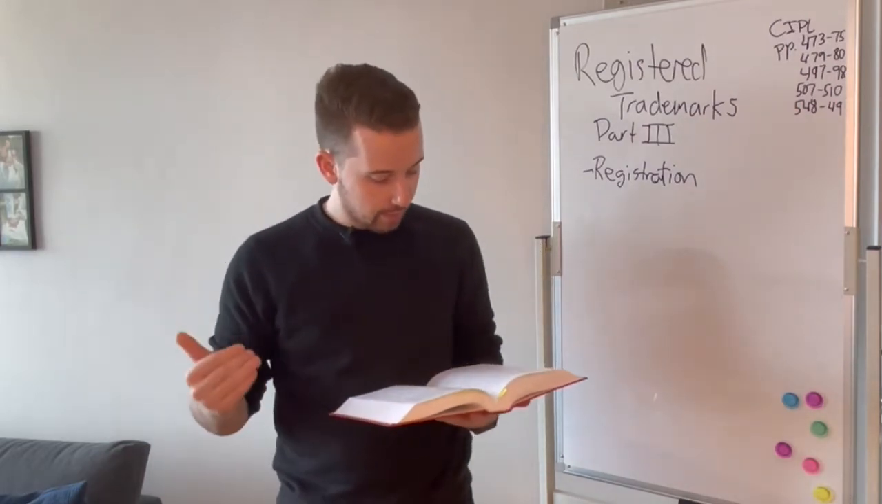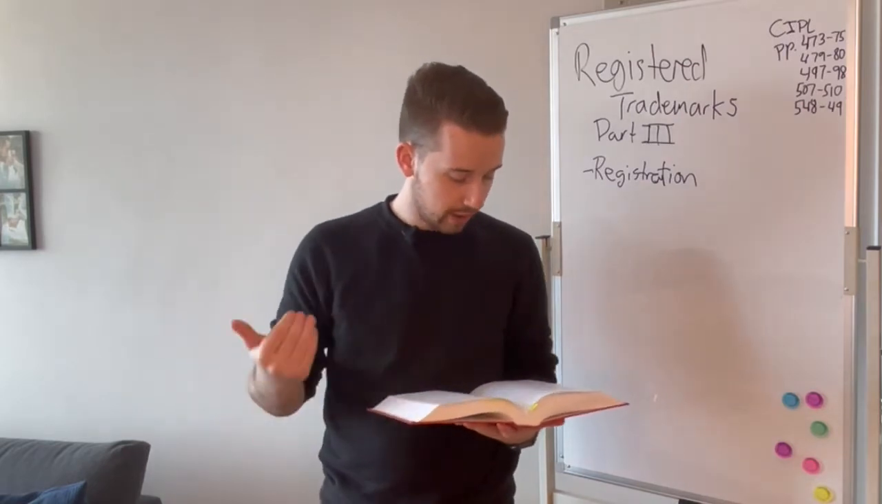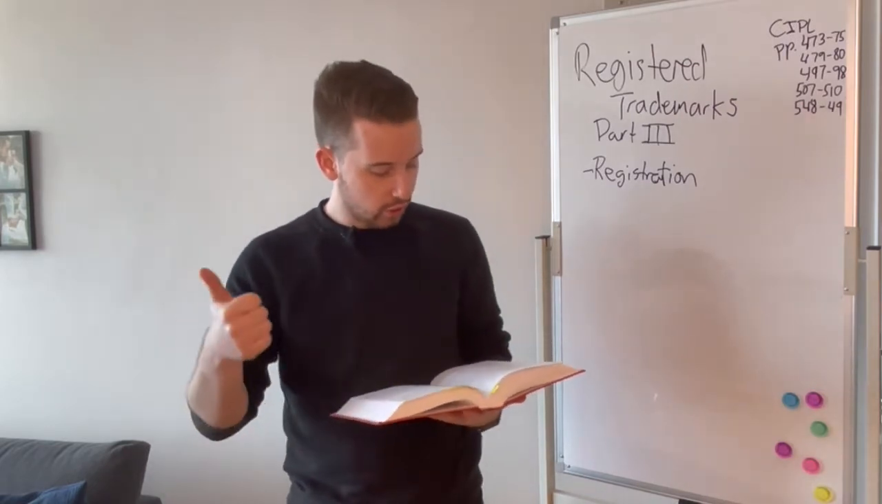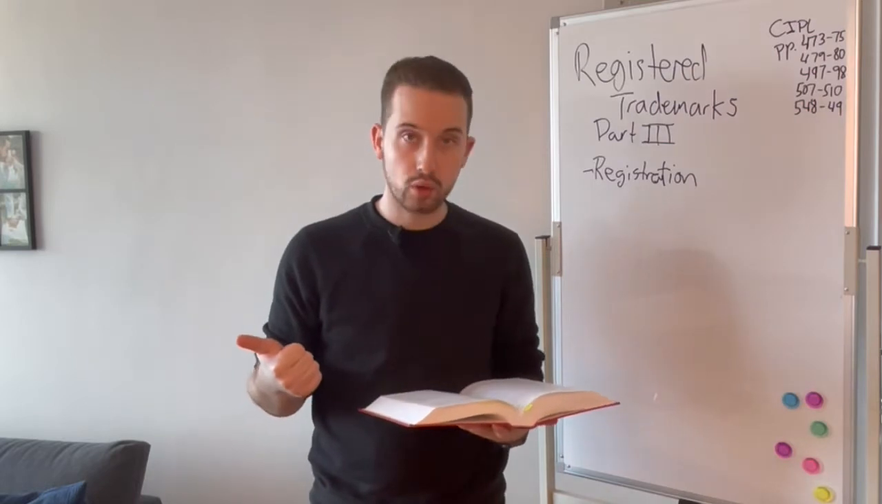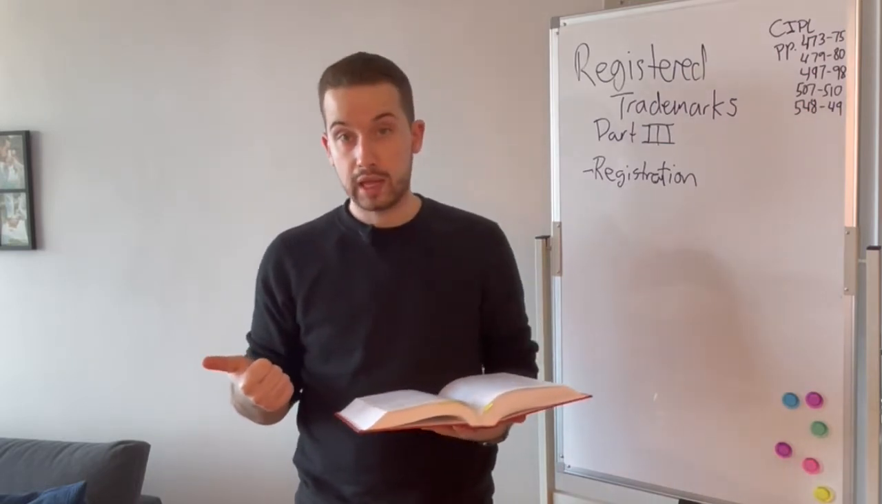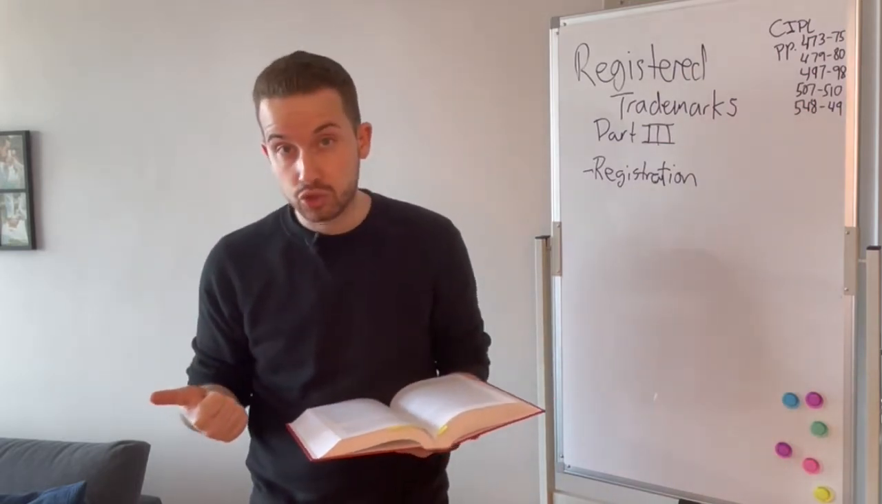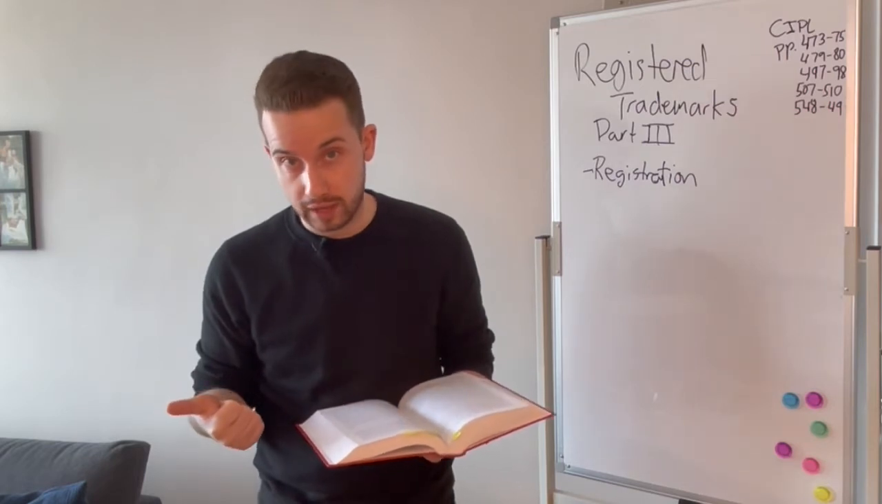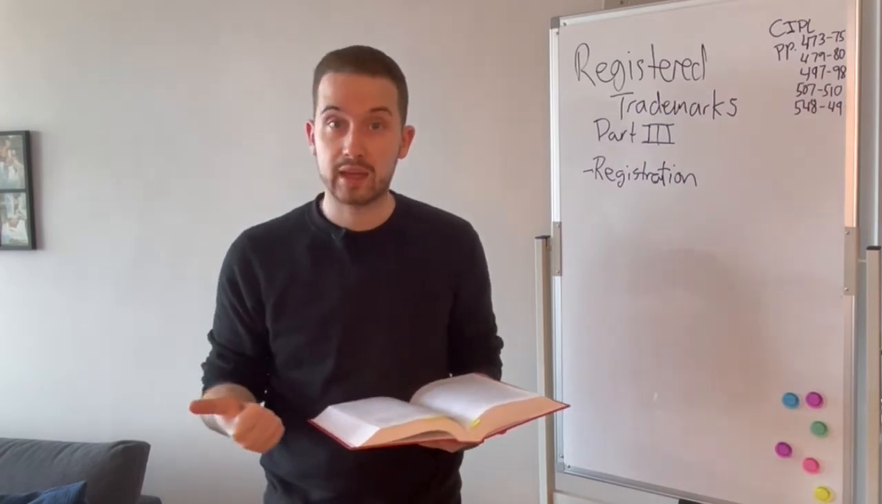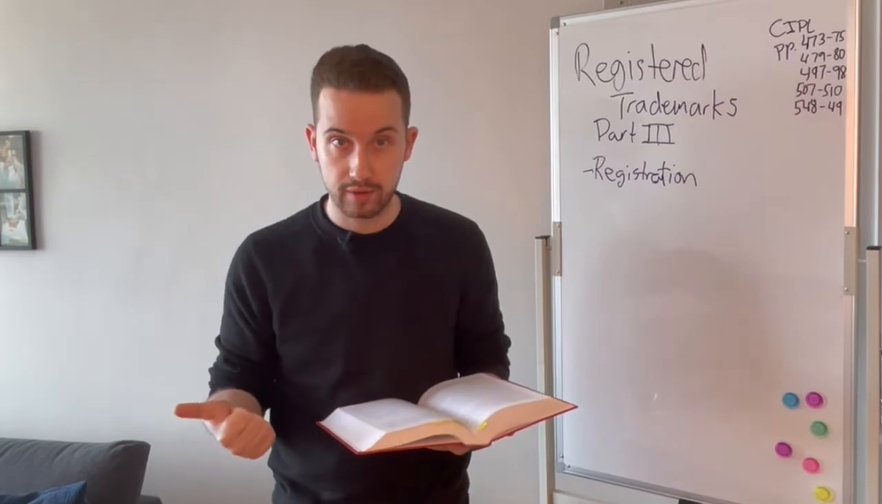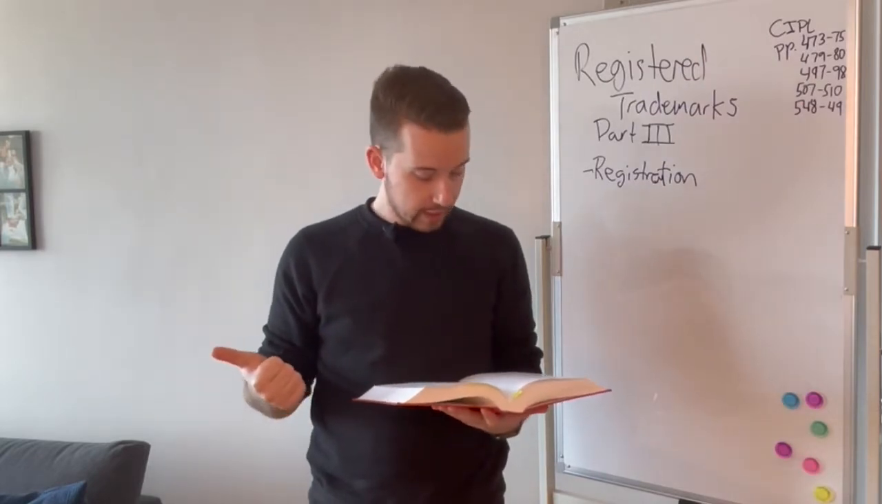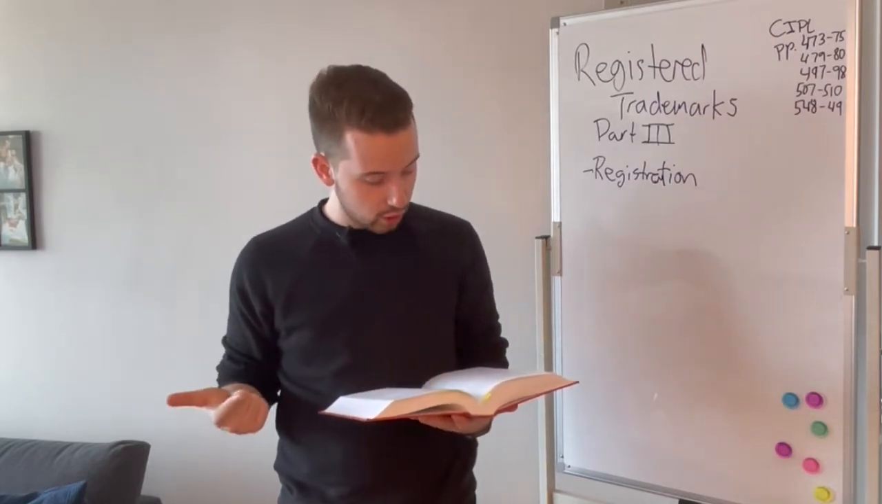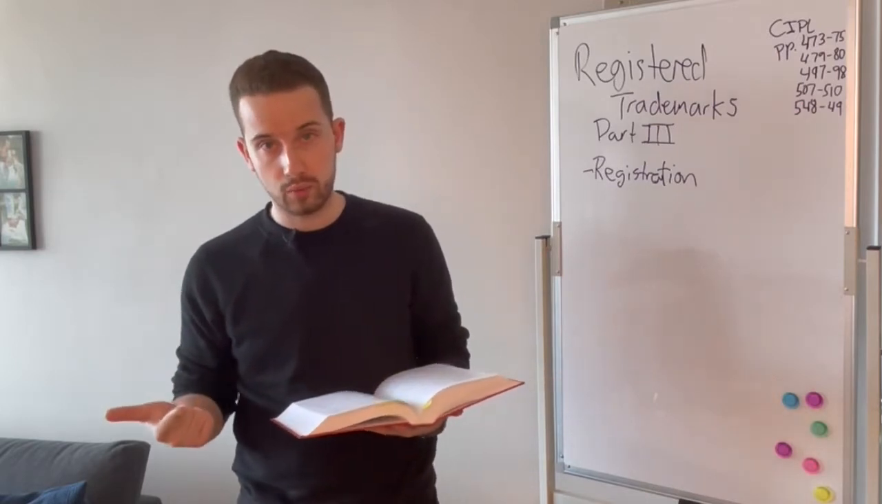So, what are the requirements? Well, the application has to include, the main ones are, right, the mark for which the registration is sought. So, you know, generally a picture, or at least a description of it, right? So a picture of your packaging, your logo, whatever your distinctive element is, right? Then you'll need the specific goods or services that will be associated with.